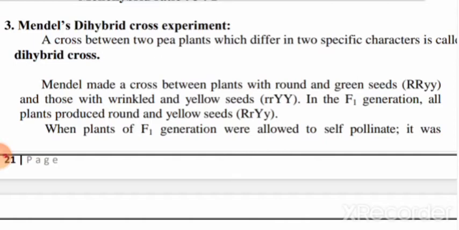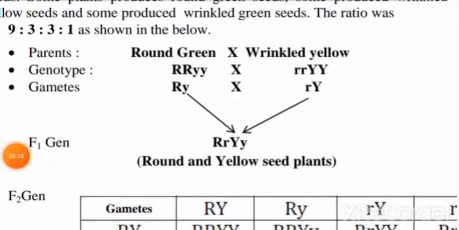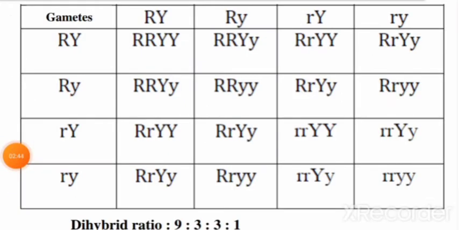These are once again self-pollinated, giving F2. Parent capital R, small r, capital Y, and the gametes are capital R small y and small r capital Y. F1 generation is capital R small y. In F2 generation, draw the checkerboard with nine, capital Y, capital R small y, small r capital Y, small r capital Y. Both sides are the same, you have to write, and on cross-pollination you will get nine. The dihybrid ratio is 9:3:3:1, and it is very easy to draw.